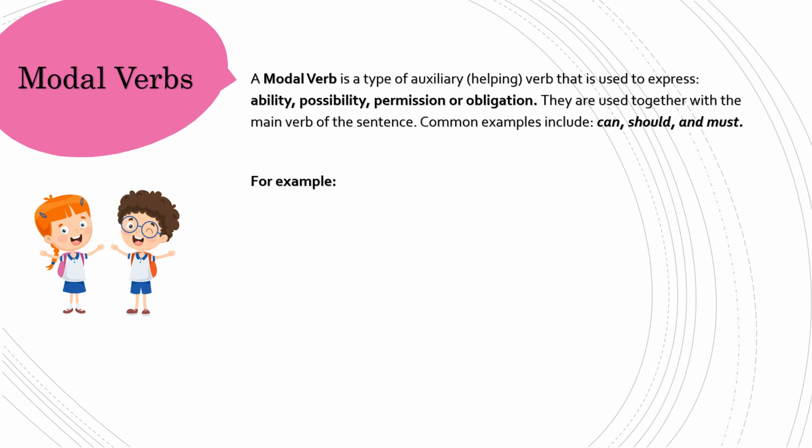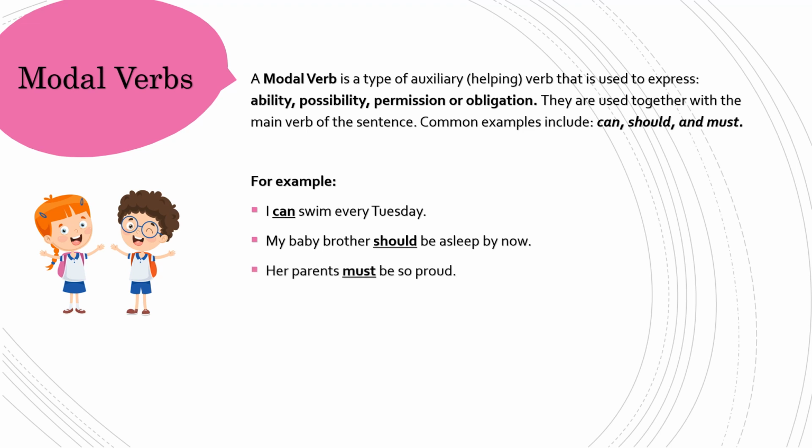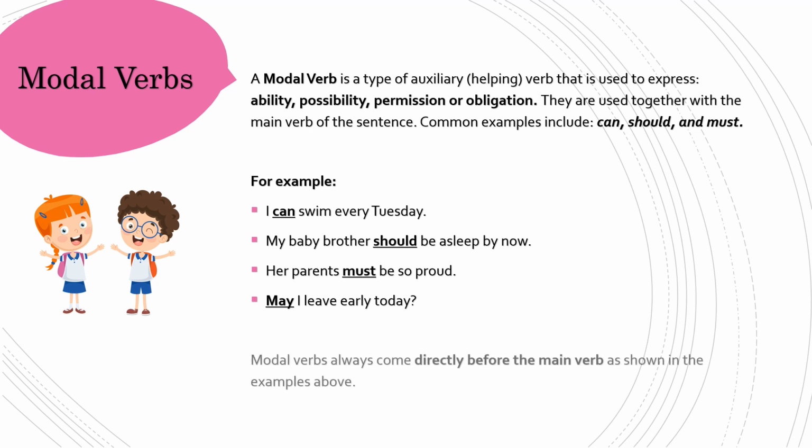For example, I can swim every Tuesday. My baby brother should be asleep by now. Her parents must be so proud. May I leave early today? Modal verbs always come directly before the main verb, as shown in the examples above.